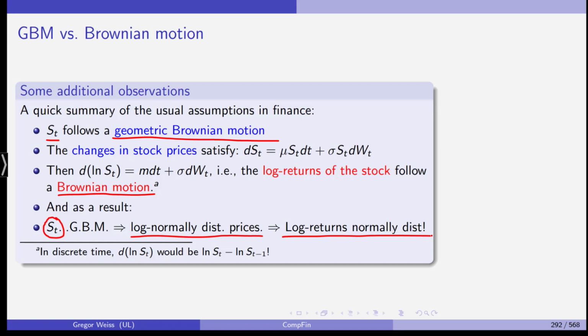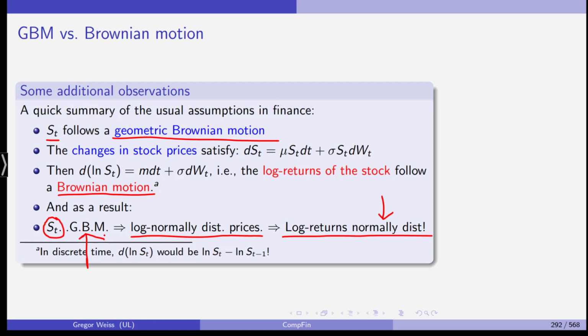which isn't really correct because the assumption isn't the normal distribution for the log returns, but it's the assumption of a geometric Brownian motion for the stock prices, which then gives you Brownian motion for the log returns and a normal distribution for the log returns.